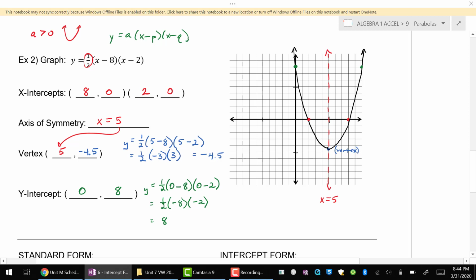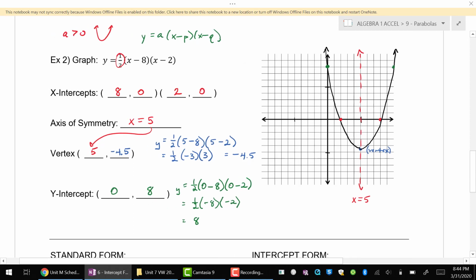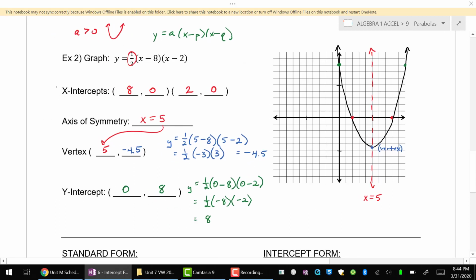And that's how you graph a quadratic equation, a parabola, when the function is written in intercept form. Begin with the x-intercepts and then kind of work your way through the axis of symmetry, and then the vertex, the y-intercept, until you get enough points to make your sketch.